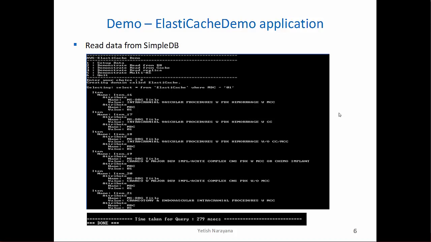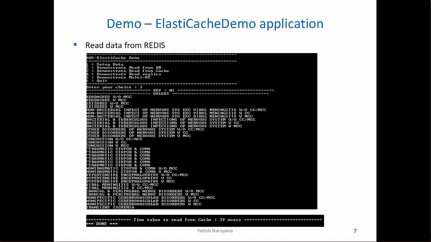Here we are trying to see how much time it took to read from SimpleDB, and we can see that the total time it took was around 279 milliseconds. Whereas when we read the same data from a Redis cluster, it took about 39 milliseconds. So basically there's a huge performance improvement when we load data from a Redis cluster.